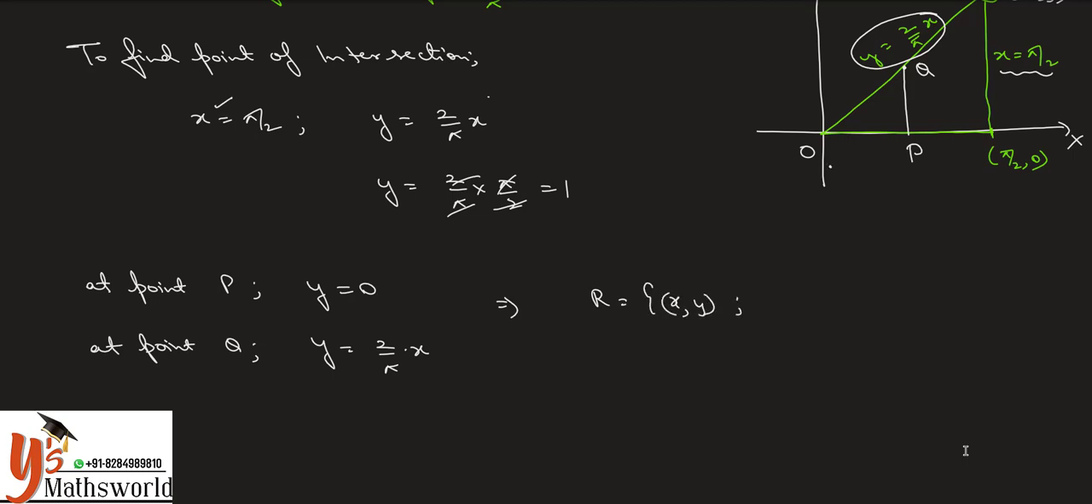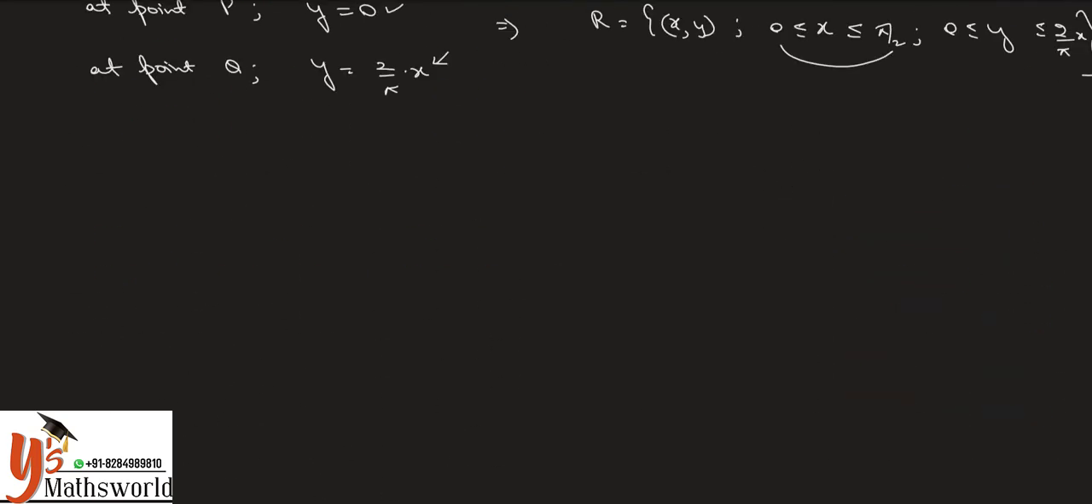Okay, so that means the variation of the region R in the xy coordinate system: x is varying from 0 to A, that is pi by 2. So x is varying from 0 to pi by 2 and y is varying from 0 to 2 over pi into x. Okay, so these are the limits.